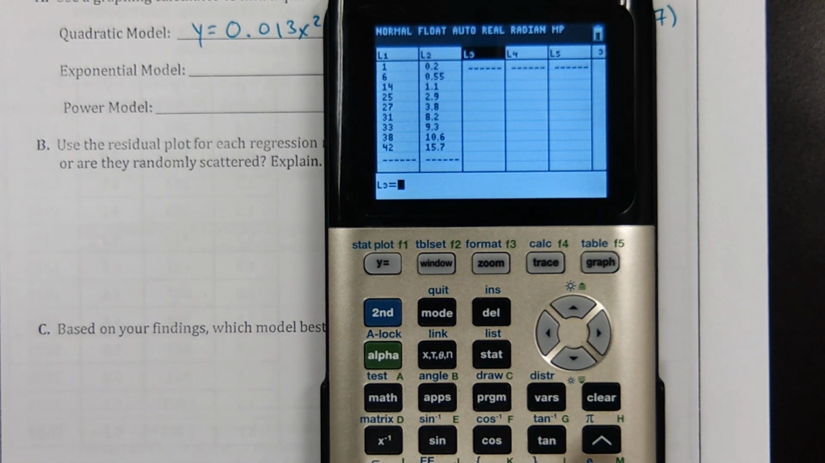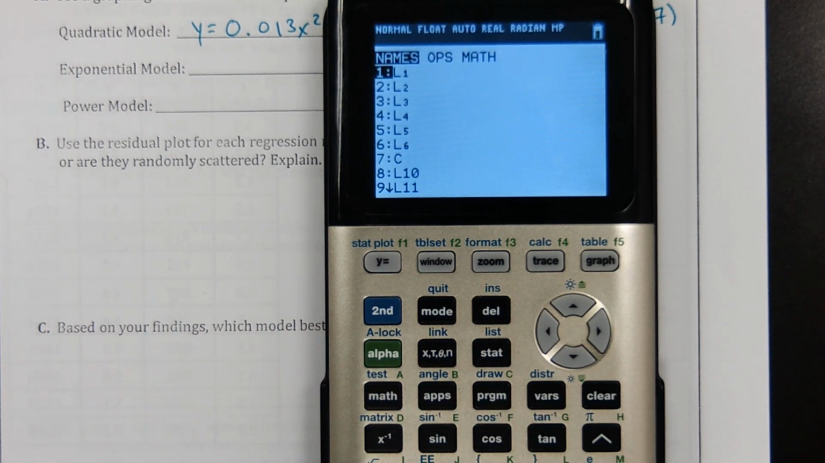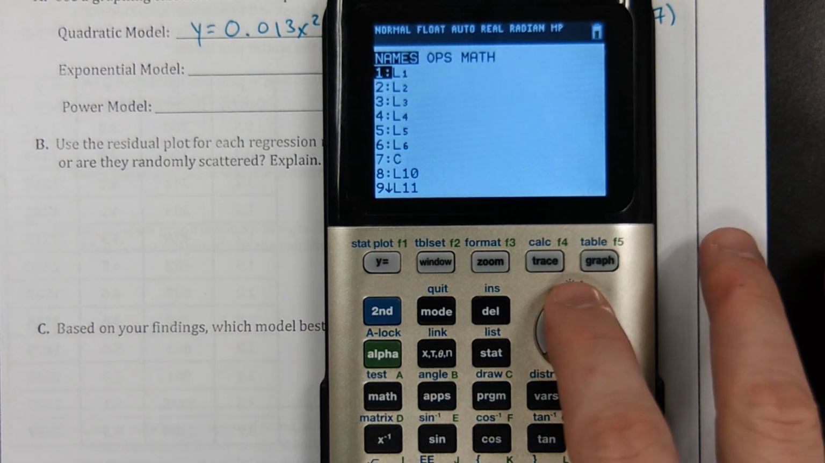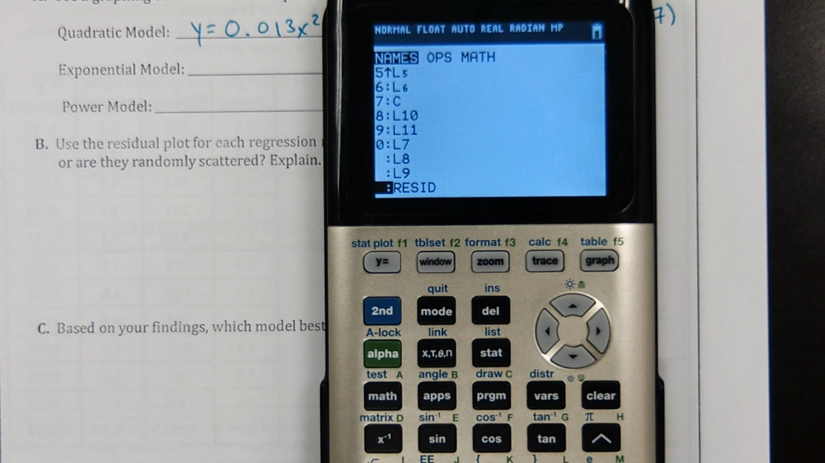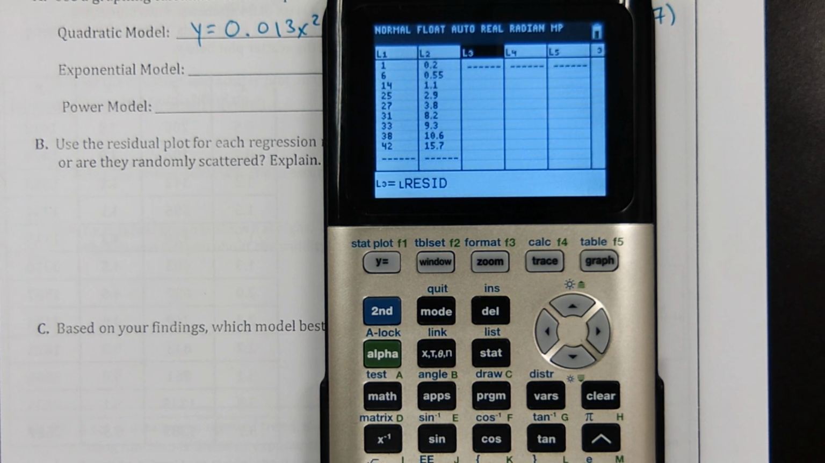And I'm going to go to second stat, and I'm going to name L3 by pushing up the resids. That's the residuals. So second stat, for me, I have to press up because it's at the bottom of my list of names, and hit residuals. And I go, yes, please give me those residuals. And there they are.